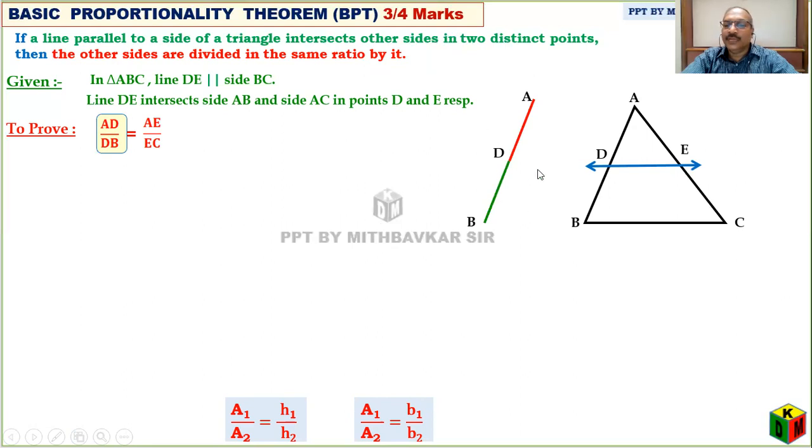There is no perpendicular sign. That means AD and DB cannot be the heights. That means AD and DB cannot be H1 and H2. So this property is not applicable. So we came to the conclusion that AD and DB must be the bases. That means we have to obtain two triangles having bases AD and DB.